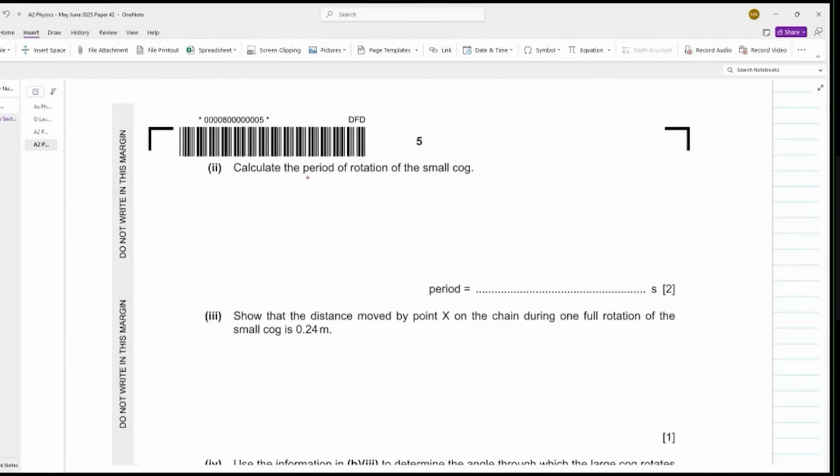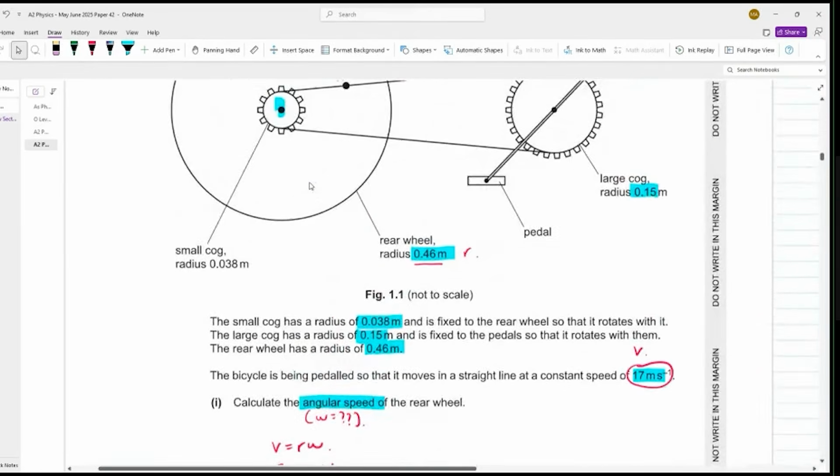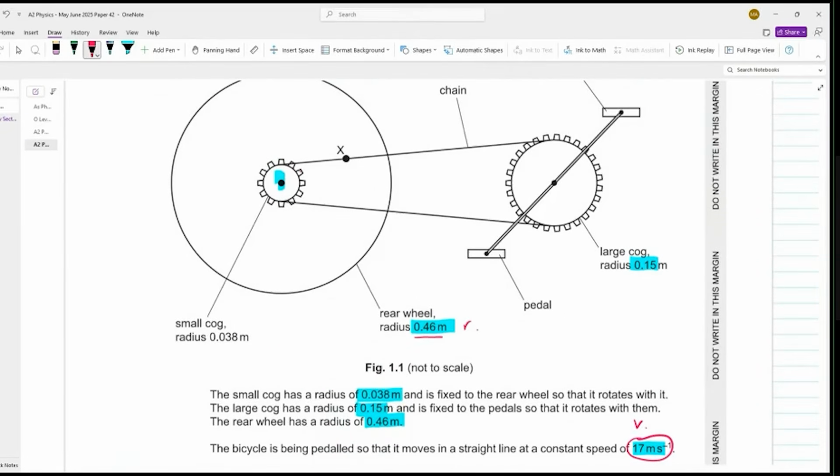Now you have to calculate the time period T of the rotation of the small cog. Now here you have to realize one thing. Please realize one thing. Can you realize that the small cog is mounted on the rear wheel? Beta, what is the small cog mounted on? The rear wheel. That means the angular velocity of the rear wheel will be equal to what? Angular velocity of the small cog.